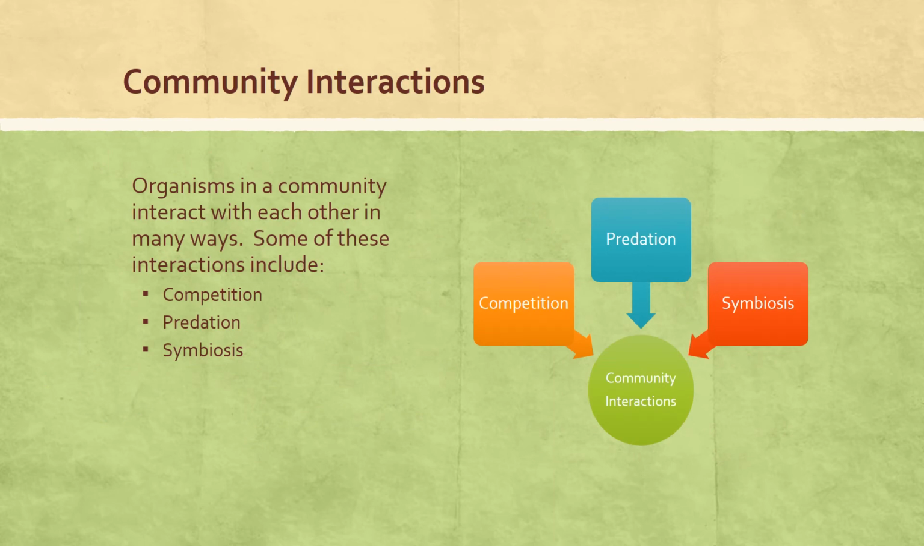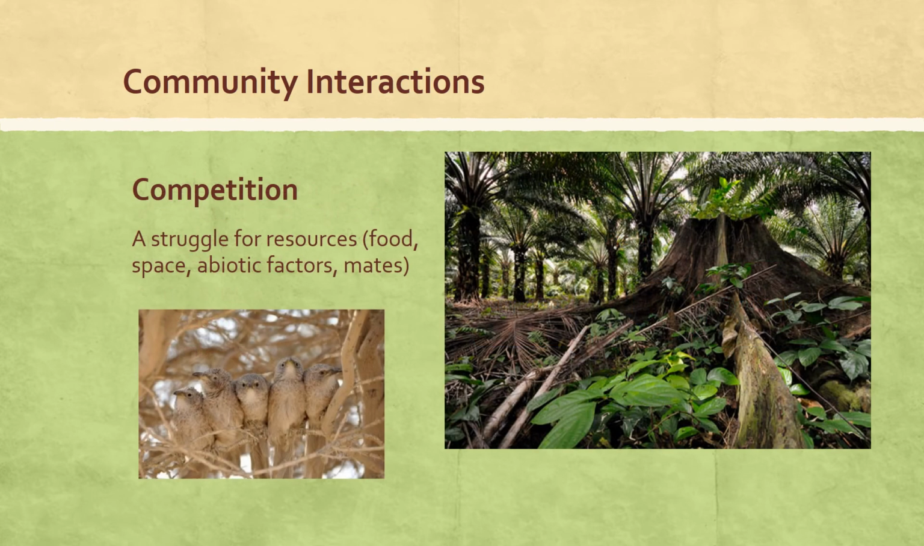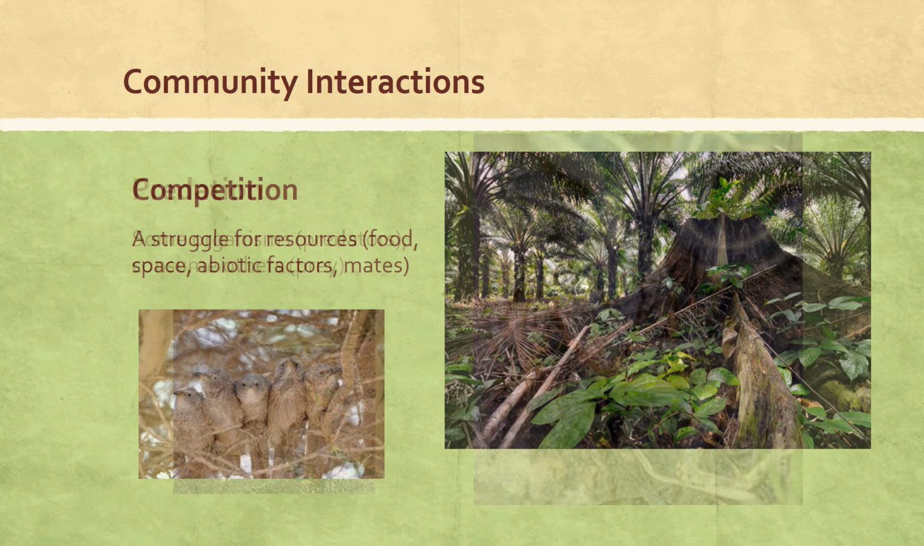All right, community interactions. Every member of a community interacts with each other, and the three main ways that they interact are called competition, predation, and symbiosis. So let's look at those three. Competition is the struggle for resources, including food, space, abiotic factors, mates, all of those things. We're fighting all over it. That's competition. We're all fighting for limited resources.